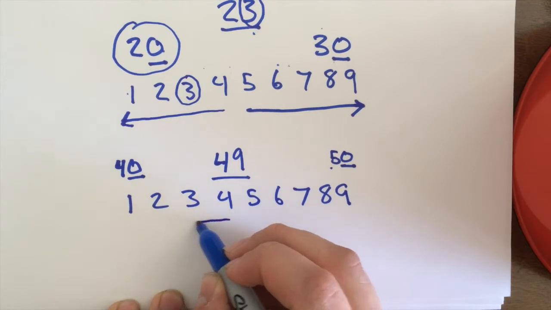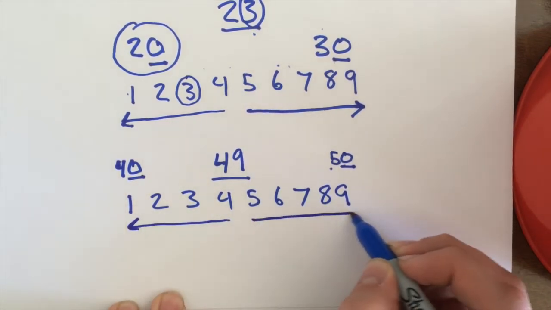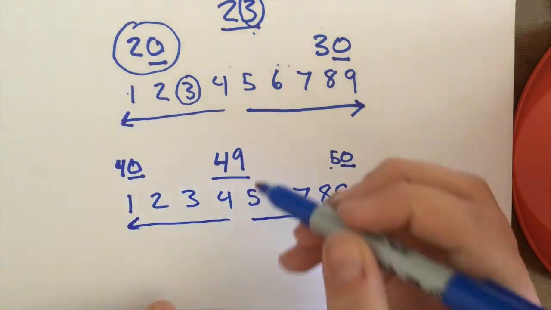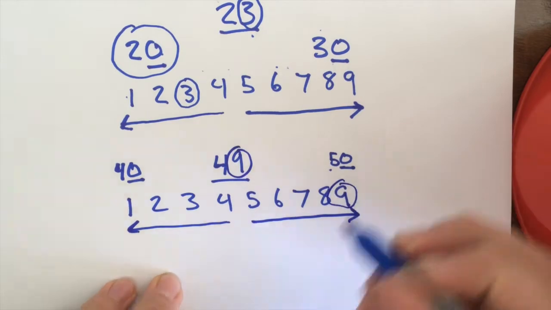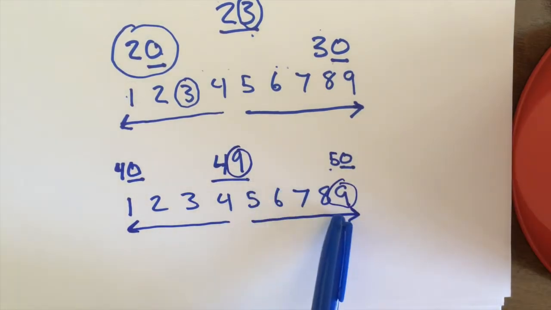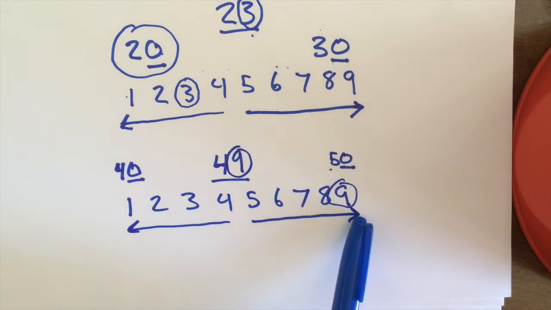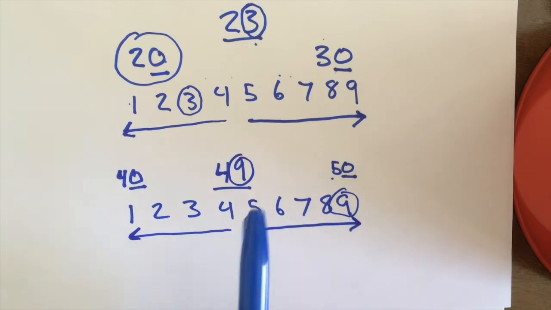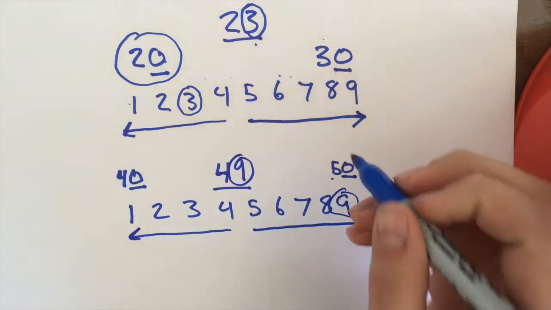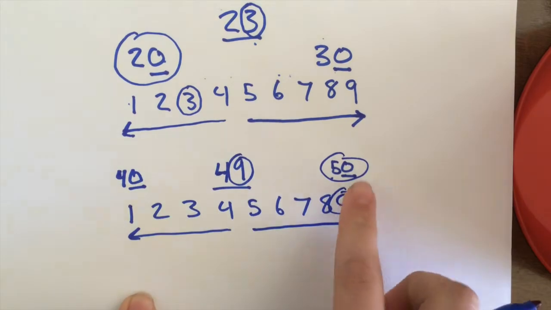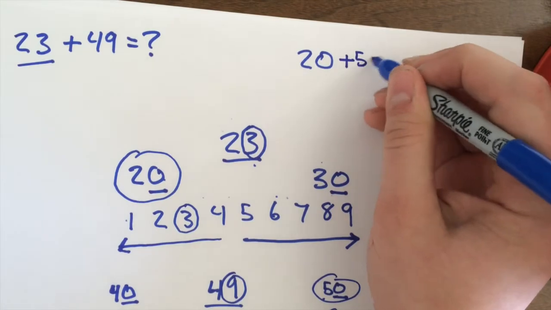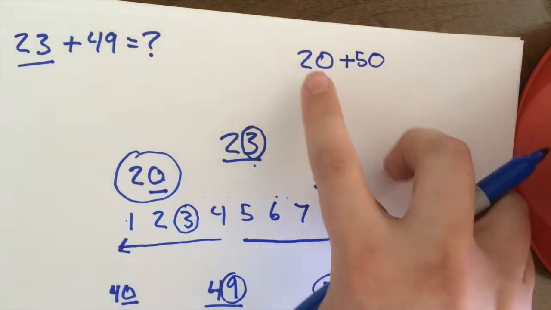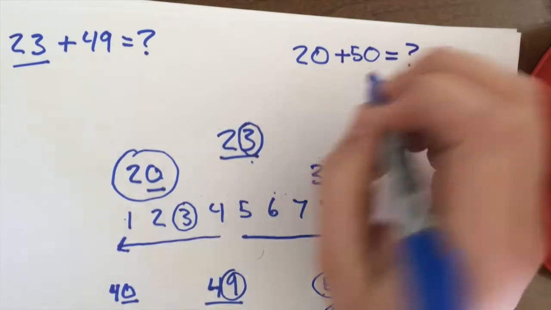So let's draw our arrows again. Identify our ones place. We have the number 9. We can see that 9 is located between 5 and 9 in this arrow, meaning it's going up. So when rounding to the nearest 10, we have to round 49 up to 50. So let's replace 49 with 50 in our problem. We get 20 plus 50 equals what?